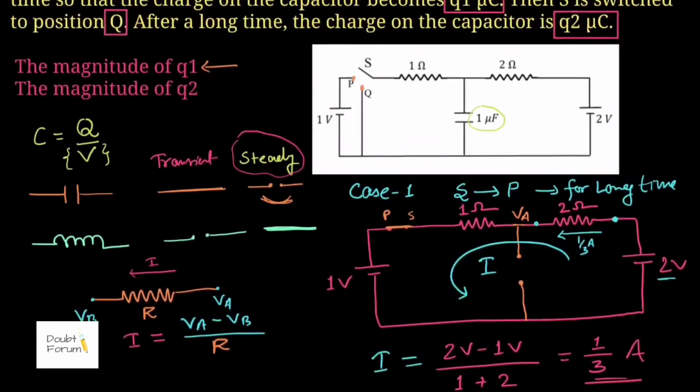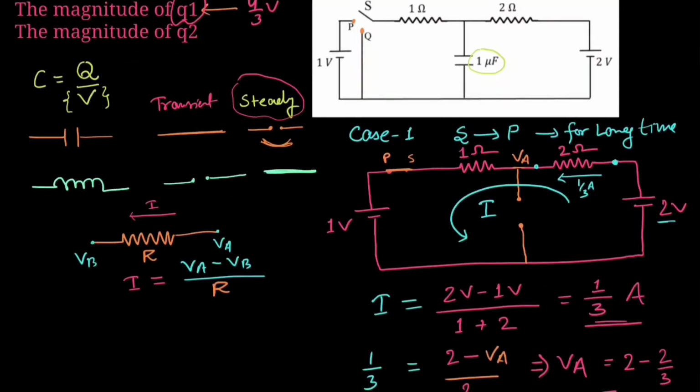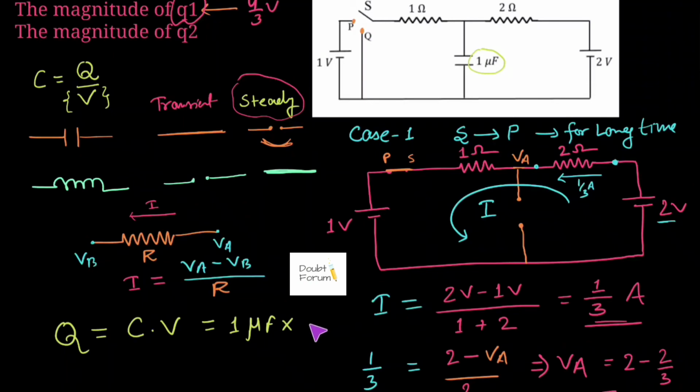So for charge Q1 the voltage is 4 by 3 volt. If we want to find the magnitude of this charge Q, we can simply use the formula that charge Q is nothing but capacitance times voltage. The capacitance is 1 microfarad, times the voltage, which we have just calculated as 4 by 3. The charge stored in the capacitor when the switch S is at position P for a long time would be 4 by 3 microcoulomb. So this would be our first answer.